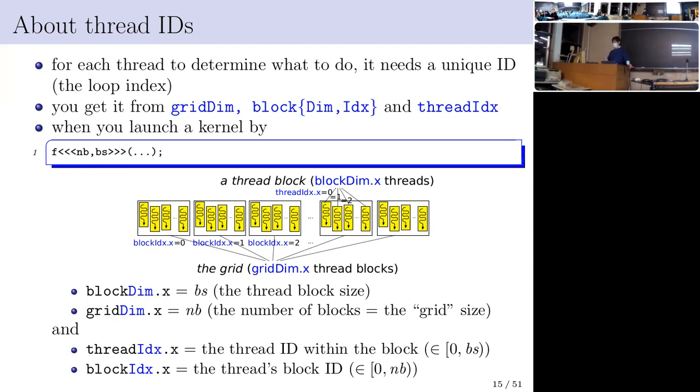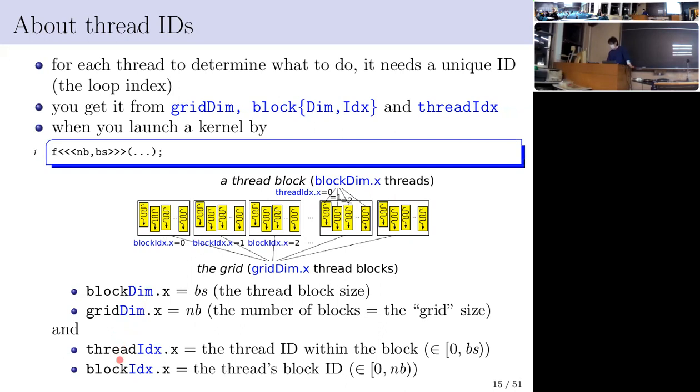In CUDA programming, you call the entire thing a grid. So this entire thing is called grid. And each box is called a thread block, or just simply block. And what you have in each block is many threads. So you have block dim and grid dim.